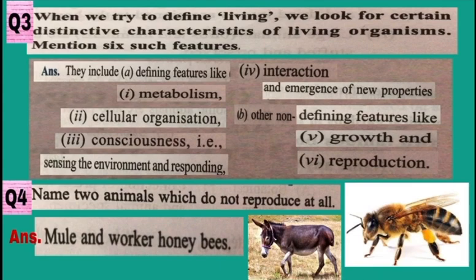Now come to the non-defining properties of living forms. These are growth and reproduction. Clear? Question number 4. Name 2 animals which do not reproduce at all. Answer is mule and worker honey bee. They do not reproduce but are living. So we cannot call reproduction a defining property of living organisms.